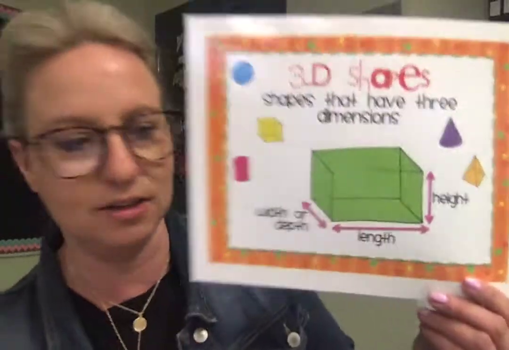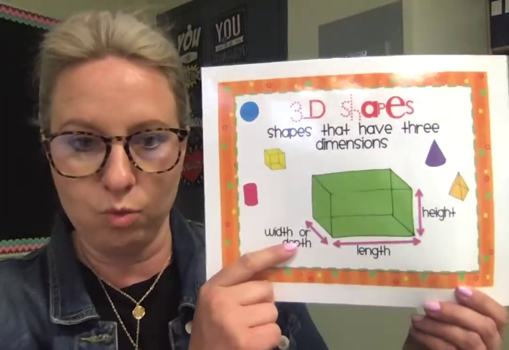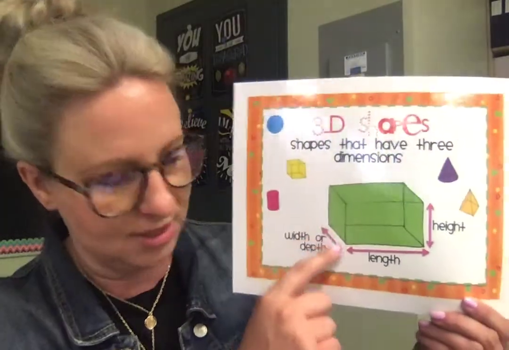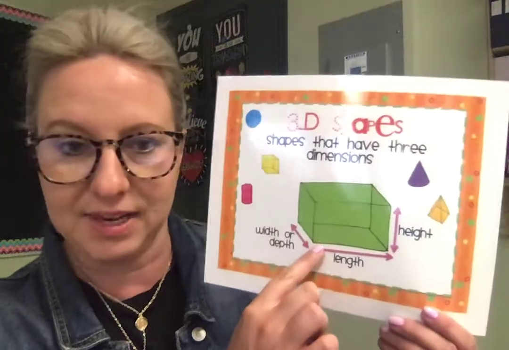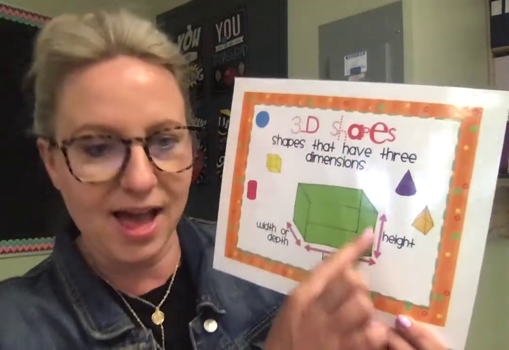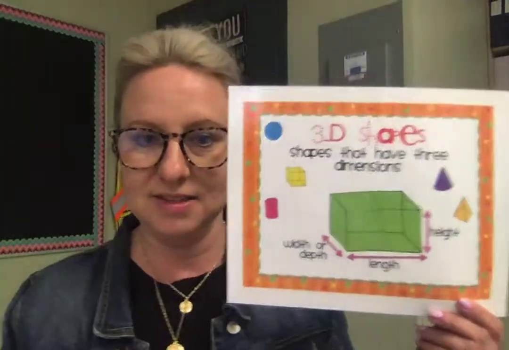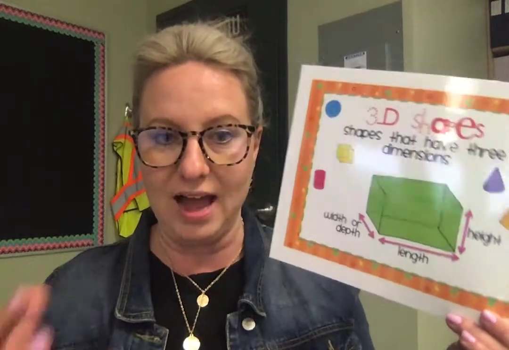That's what the D stands for. So they have width or depth. You can see that here. They have length and they have height, which means that they stand up and that you can actually hold them in your hand.